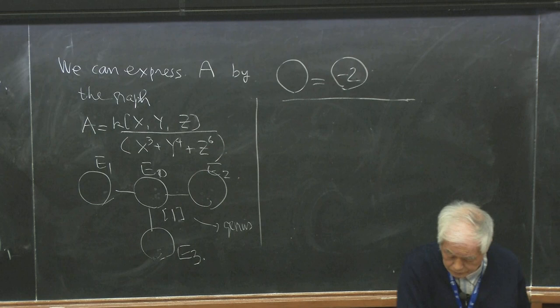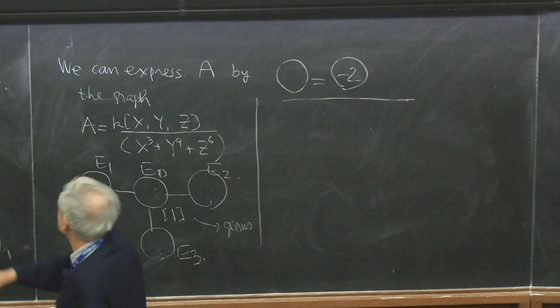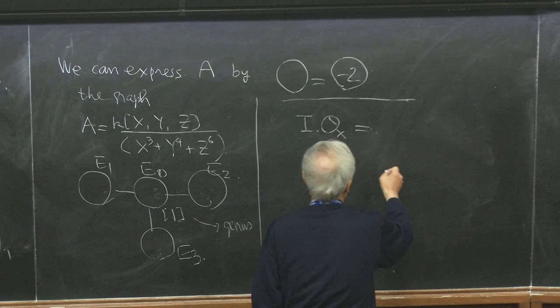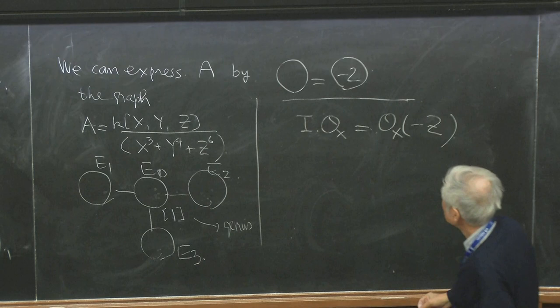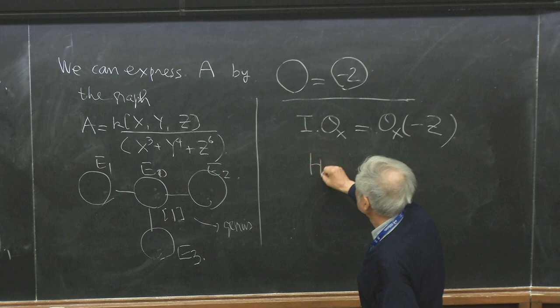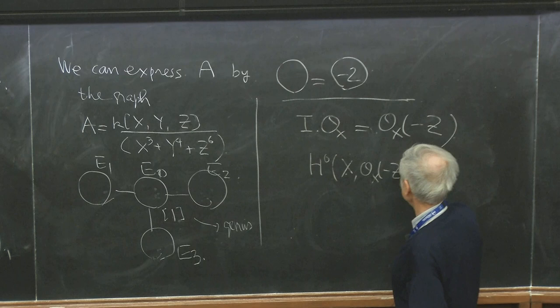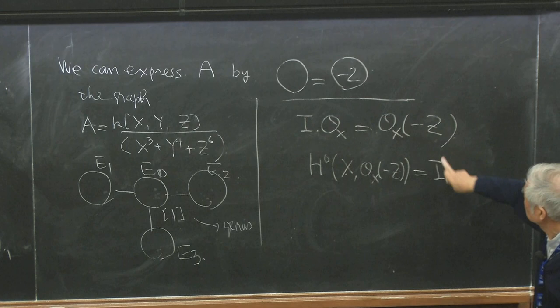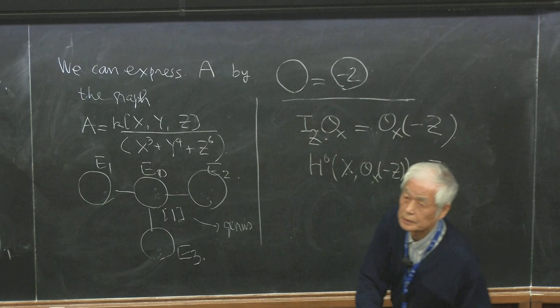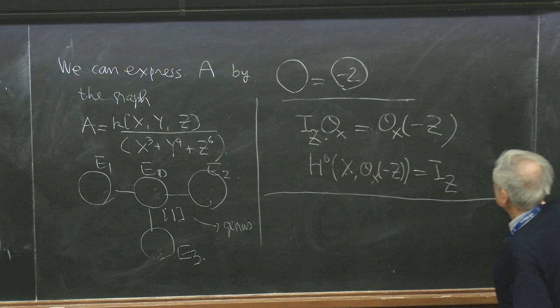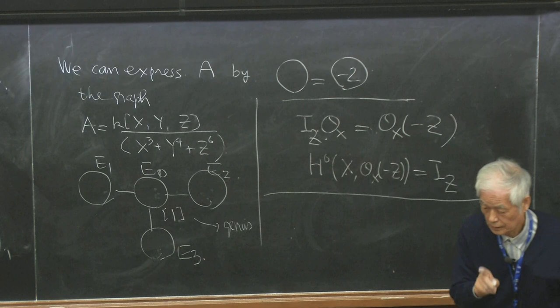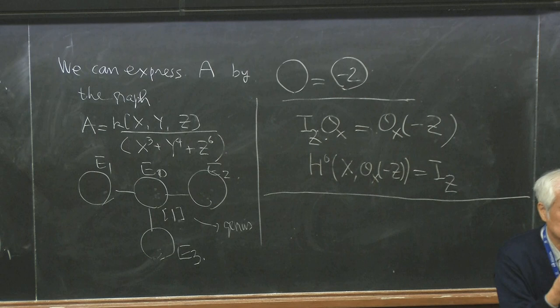Then we can express I in this way, and since I is determined by Z, we write it in terms of Z. Anyway, theoretically we can express every integrally closed ideal by writing cycles.